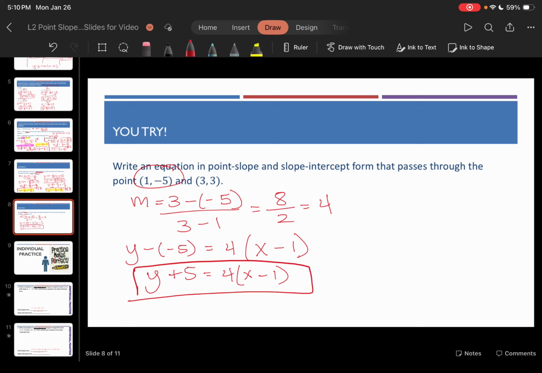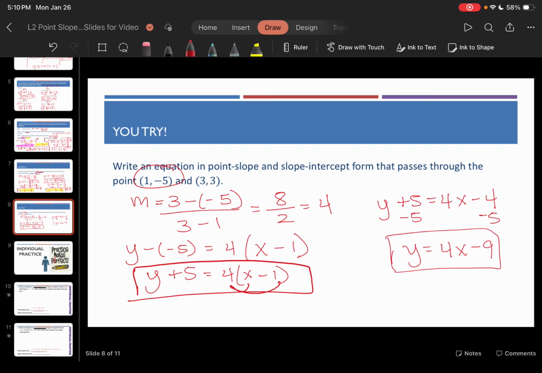And then to convert to slope intercept, I'm going to distribute, right? So I'll do it over here. y plus 5 equals 4x minus 4. And then solving for y, 4x minus 9. Okay.